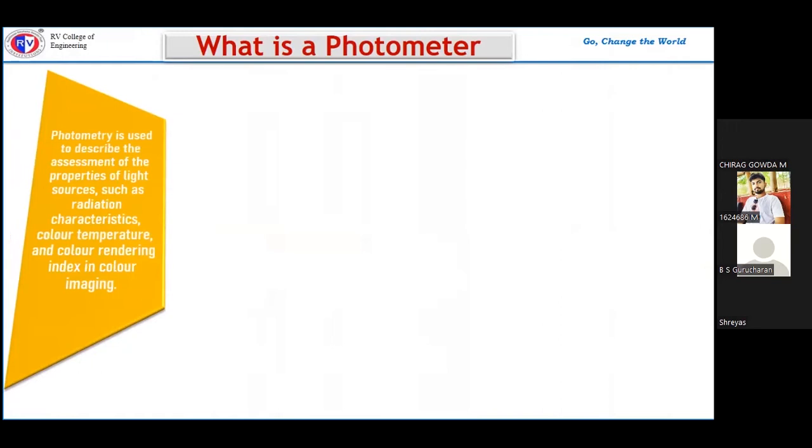Photometry is a principle that is used to describe the properties of light, like color, radiation characteristics, color temperature, color rendering index, etc.